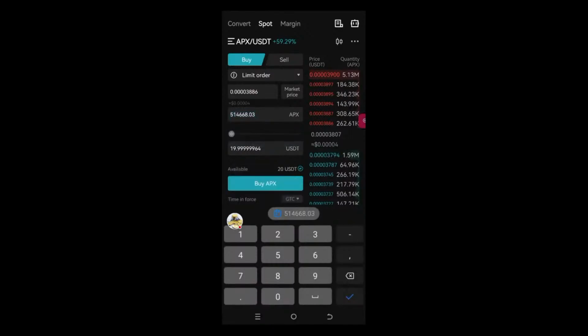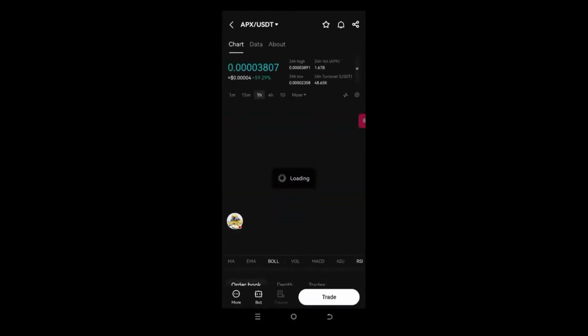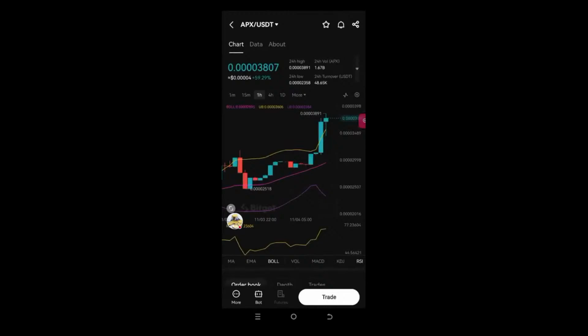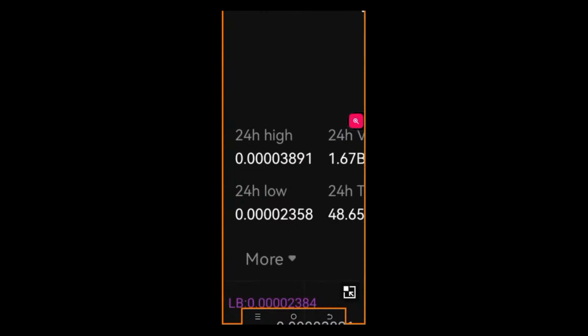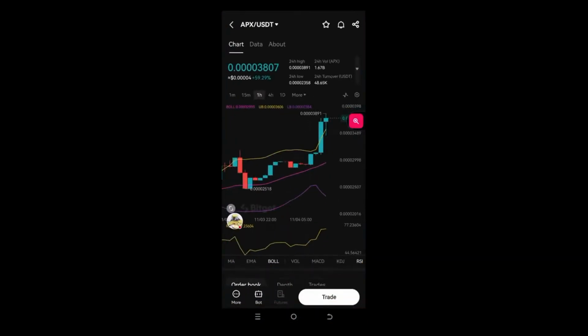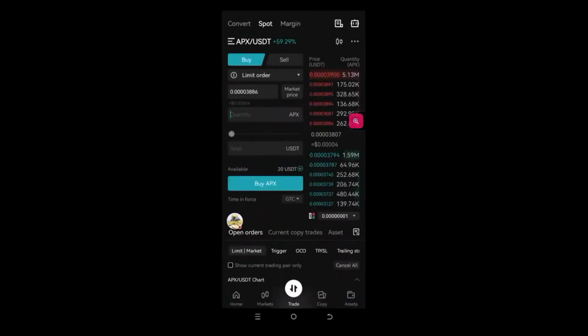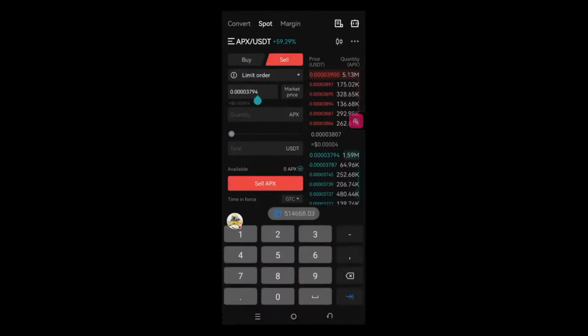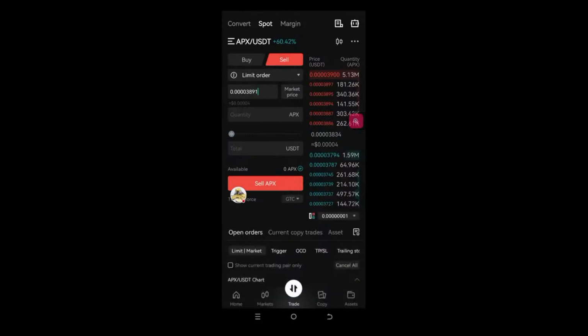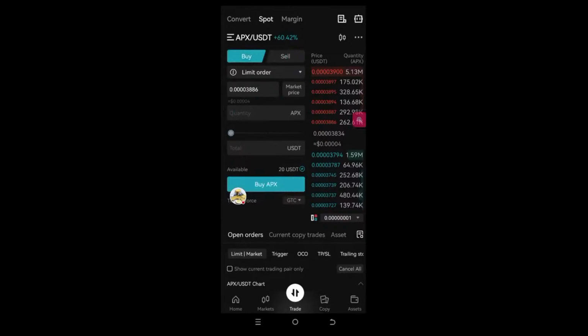Copy. That was the place it went to in the last 24 hours. Let me use my magnifier. 3891. Okay, let's check it out. Let's sell and put 3891 there and see. Let's put the quantity of APX there. Oh, what's this? Are we joking here? We are not joking here.